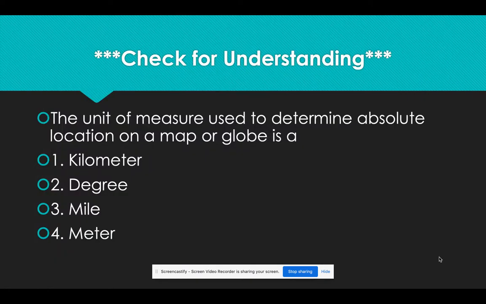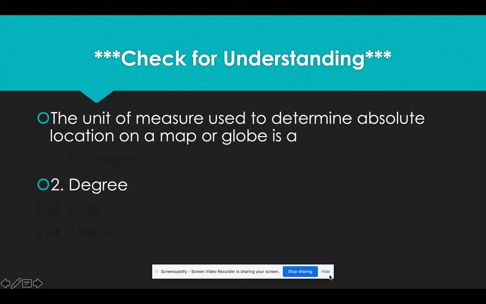The unit of measure used to determine absolute location on a map or a globe is which of the following? Degree. We use degrees because it is a sphere.